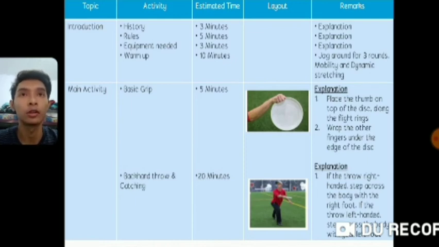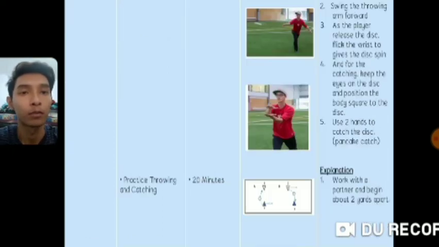The first thing to learn about the Frisbee sport is the basic grip. It is estimated at around 5 minutes. It is the most basic thing that all players must know before playing. A player cannot play well if the basics of Frisbee are not mastered. For the explanation, place the thumb on top of the disc along the flight rings, and then wrap the other fingers under the edge of the disc.